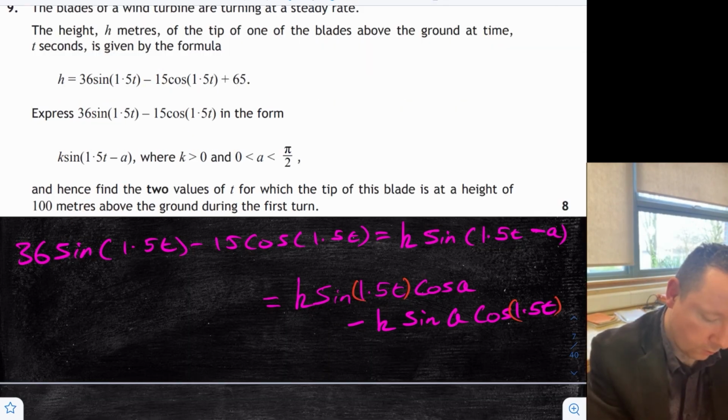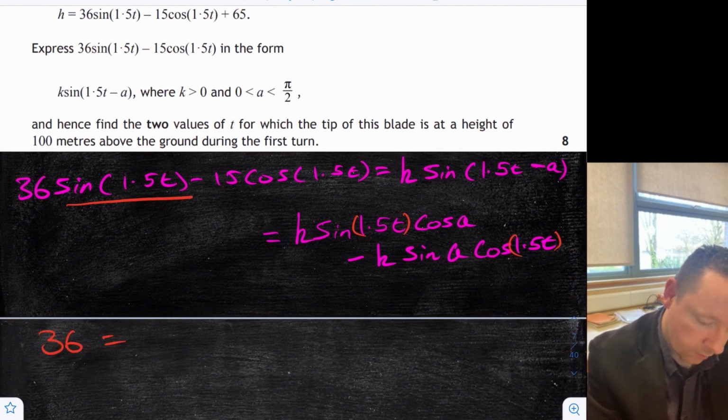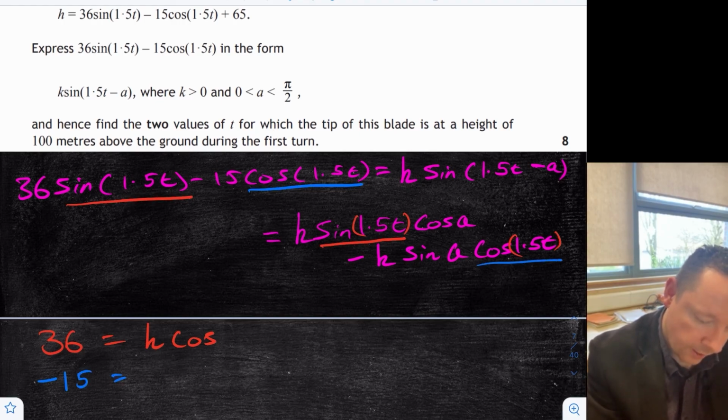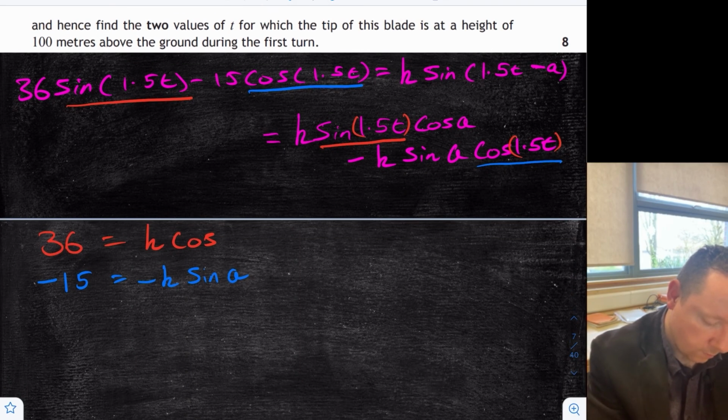If we look at what's in front of sine 1.5t here, we get 36. So 36 equals what's in front of sine 1.5t on this side, k cos a. And similarly, in front of cos 1.5t on this side is minus 15, and in front of cos 1.5t on this side is minus k sine a. To rewrite that more nicely then, I can say that k cos a equals 36 and k sine a equals 15.